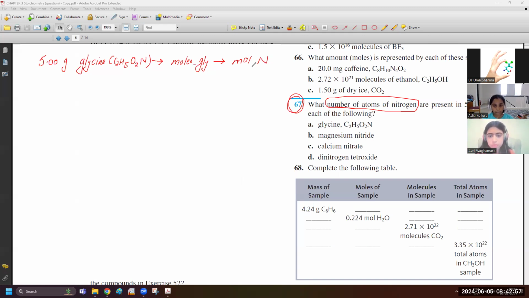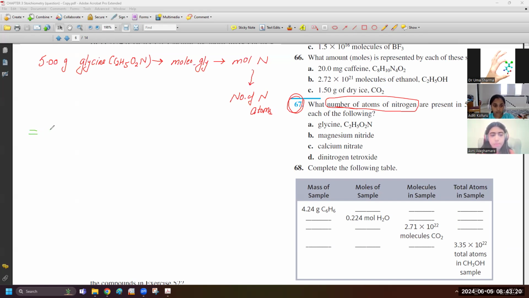Moles of glycine to moles of nitrogen is an important step because then from the moles of nitrogen I can get the number of nitrogen atoms. Aditi, any confusion here? Okay, no, so let's start.